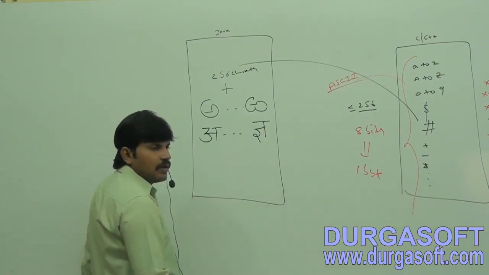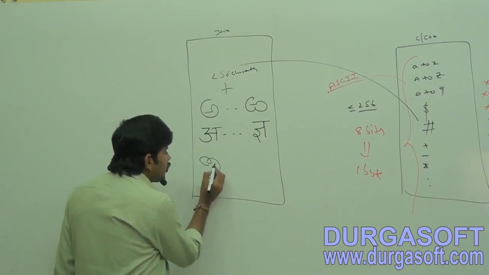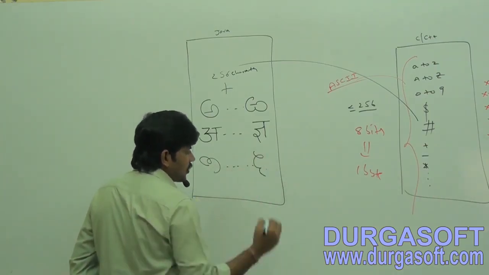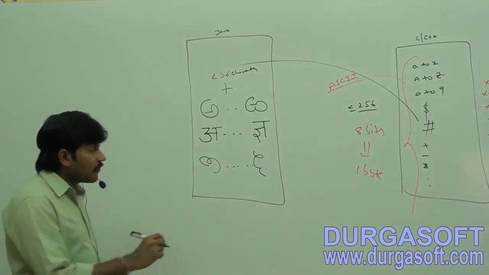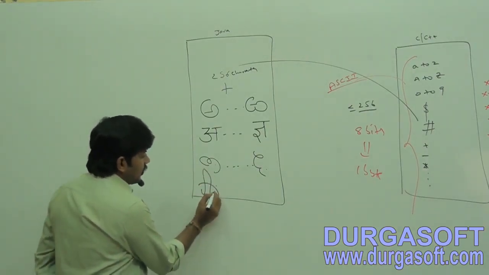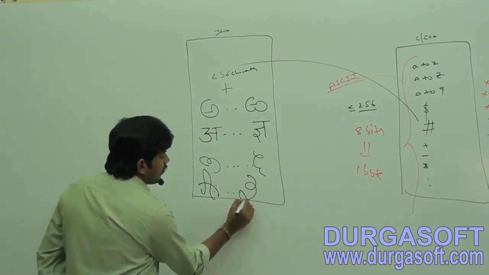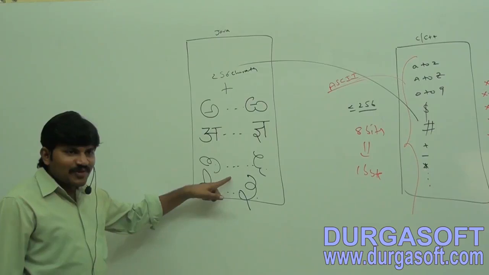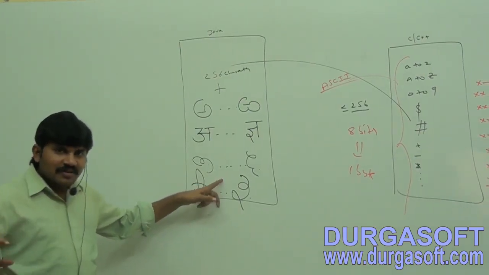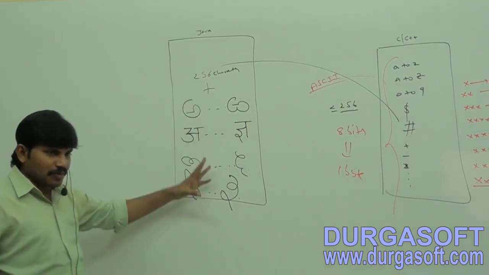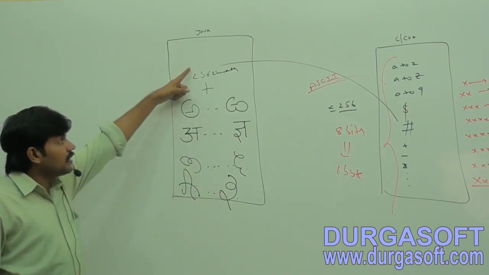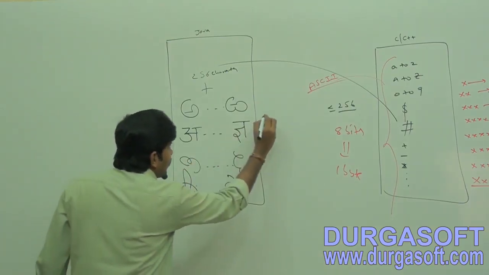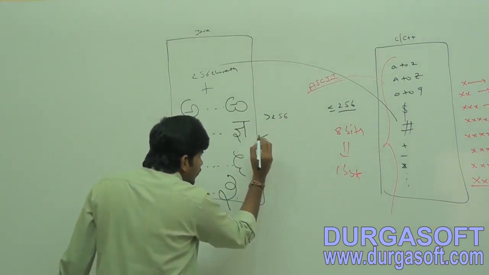If you want Tamil alphabet symbols, you can use them, no problem at all. If you want Chinese alphabet symbols, we can use those too. So we can use any worldwide alphabet symbol in a Java program. Are you getting it? I'm sure this number is definitely greater than 256, and definitely less than or equal to 65,536.